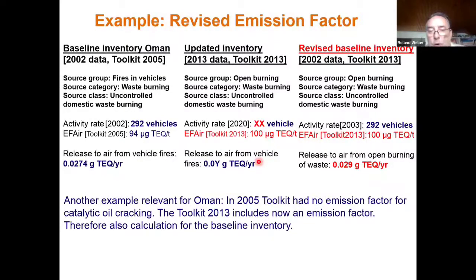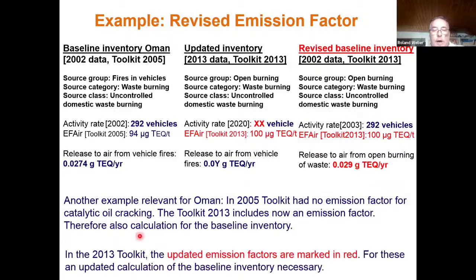Another example relevant for Oman I have checked is that the 2005 toolkit had no emission factor for catalytic oil cracking. So the 2013 toolkit now includes an emission factor for this oil cracking to produce naphtha. Therefore, when you do a calculation for the updated inventory, you should also go back to your old data from the inventory year of the baseline inventory and calculate what was the dioxin emission of cracking of this oil. And then you can compare.